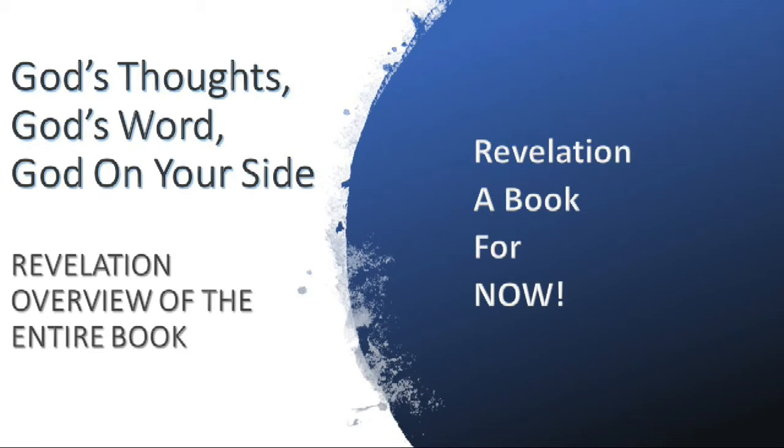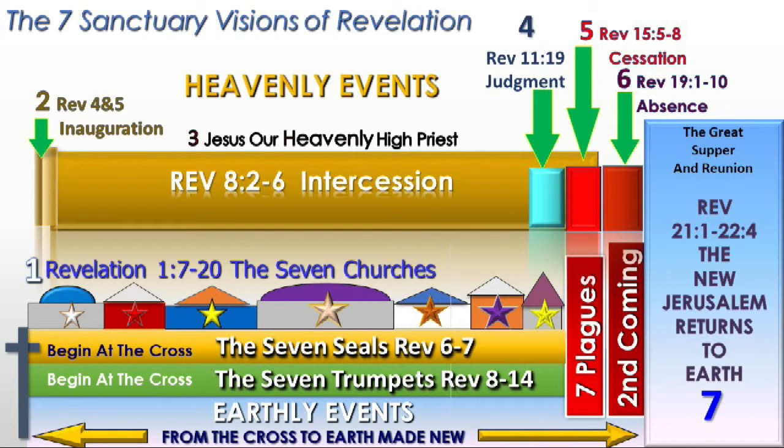And we're going to do an overview. So here it is. Here's the graph. On the top it says the 7 sanctuary visions of Revelation. There are 7 numbers on the screen. Each one of them takes you to a particular location of the sanctuary, or to Jesus as a priest ministering for the sanctuary.